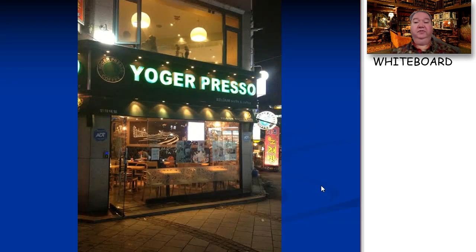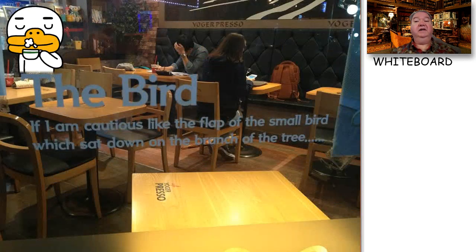And then I showed you a picture from the Yogur Presso that used to be near the back gate, and the sign on the window that said, "If I am cautious, like the flap of the small bird which sat down on the branch of the tree." What? Okay, so we have part of a sentence here. We have a subject and a verb, but does it express a complete thought? Does it make sense? No, it doesn't.